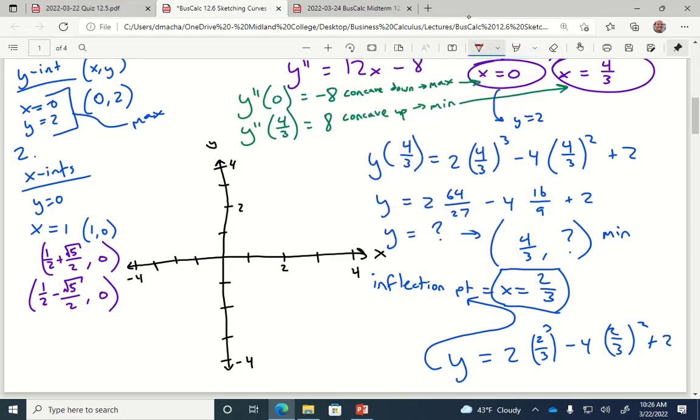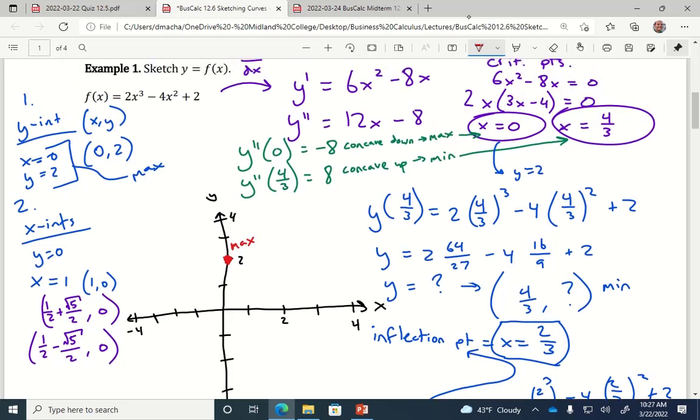I'll graph it in red so it shows up nice. My y-intercept is that x is equal to 0, y is equal to 2. And I figured out that this was also a maximum by taking the first and second derivative, finding the critical point with my first derivative and the concave down with my second derivative. I found that was a maximum.